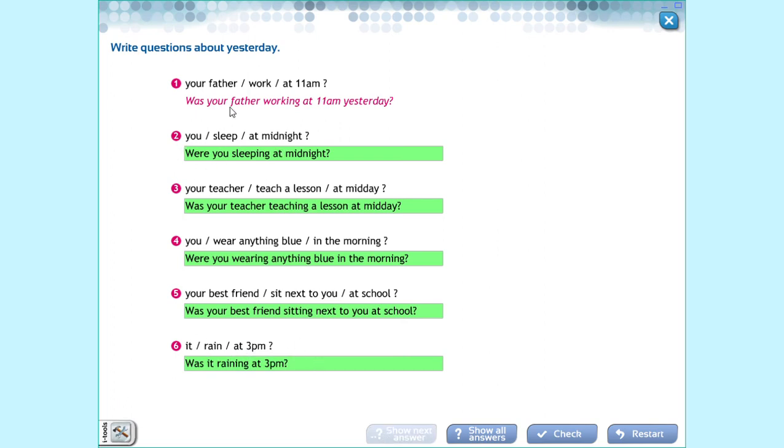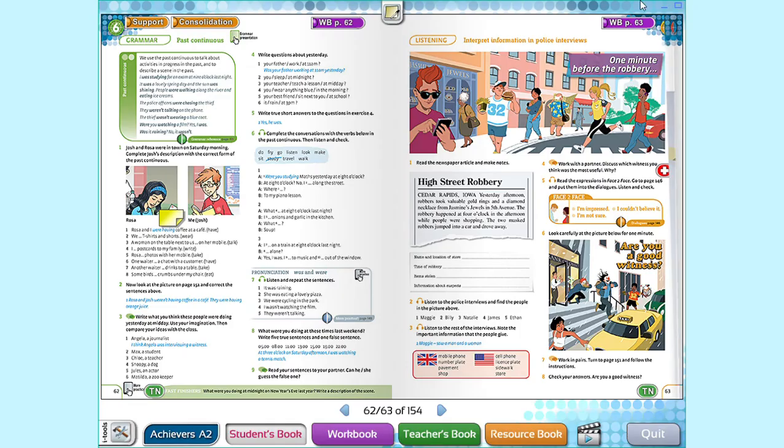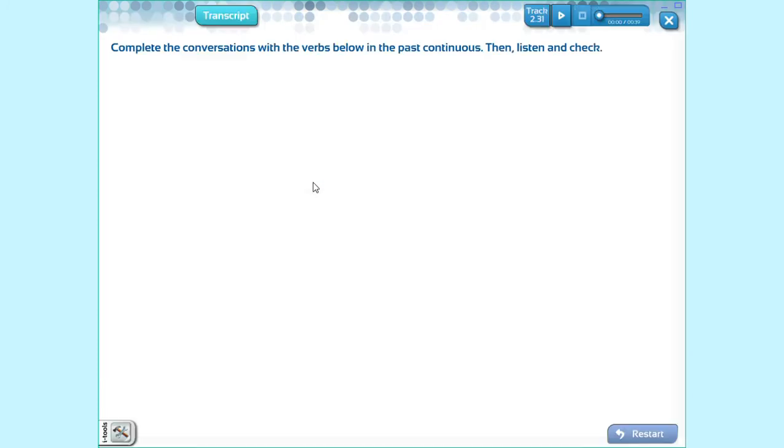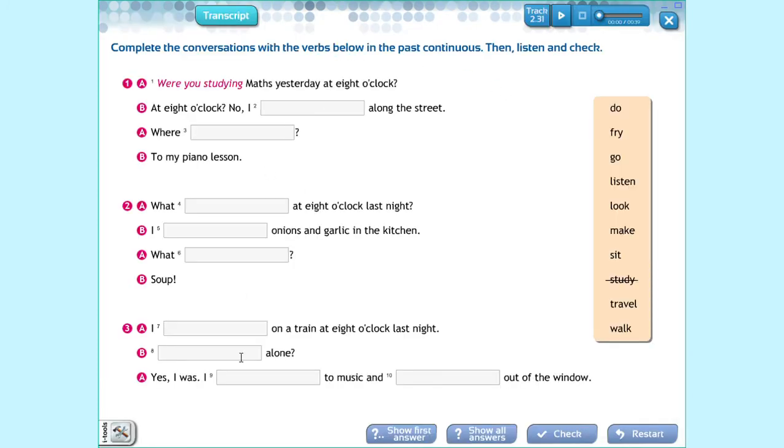In all of those, en todas estas notamos que el verbo to be va a ir al principio, el verbo to be en pasado. Va a ir al principio de cada pregunta. Okay? So let's go forward to this. We're gonna listen some conversations for completing this exercise.